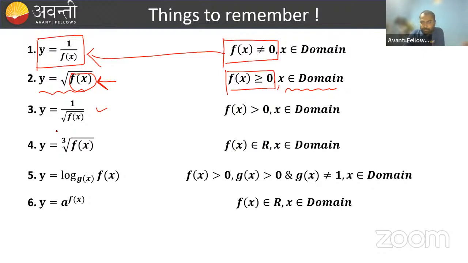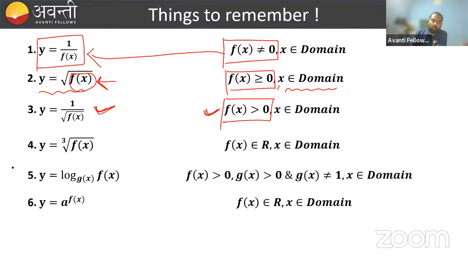So here, for this function to be defined, f of x must be greater than 0. But why are we not taking equal to 0? Because under root of f of x is present in the denominator of the given function, right? So if you take the equality case, then f of x becomes 0, then the denominator becomes 0. And if the denominator becomes 0, then the function will not be defined. That's why in this case, we'll take the inequality, that is f of x is greater than 0.